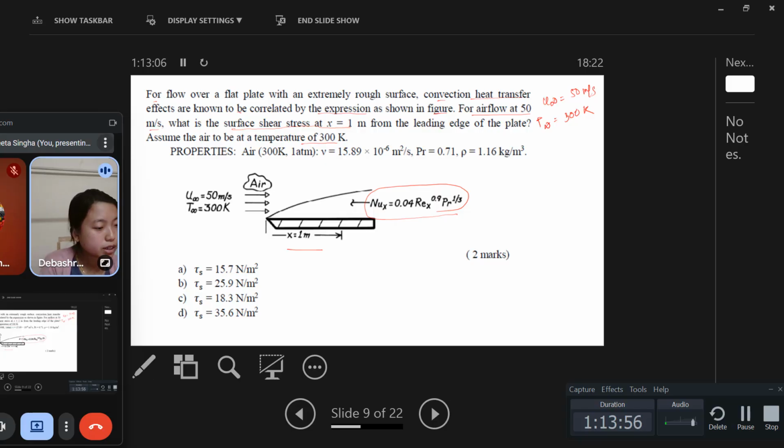Now properties of the air is given. The kinematic viscosity, Prandtl number, and the density. So what is the surface shear stress? Here again you need to find out what is this tau. So how do you find this tau? It's not W, it's surface shear stress. So it's Ts. Okay. Okay.